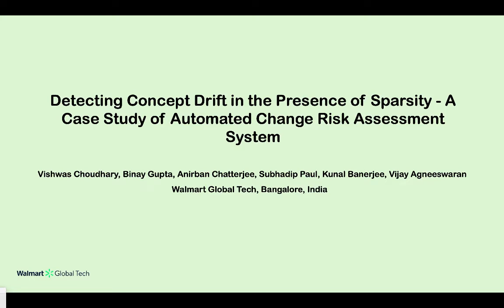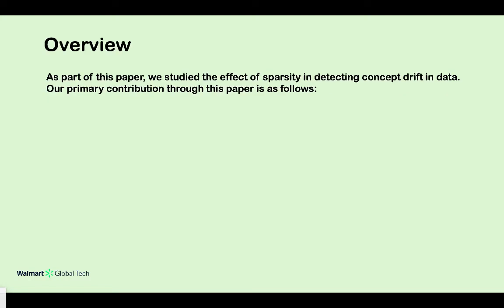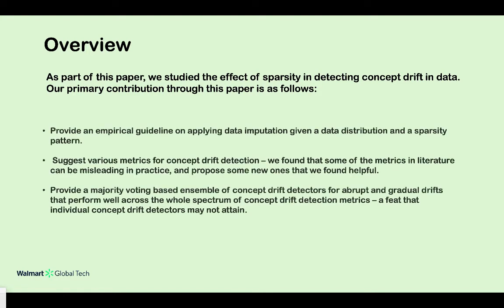The title of our work is Detecting Concept Drift in the Presence of Sparsity, a case study of automated change risk assessment system. So this is the overview of our work. As part of this paper, we studied the effect of sparsity in detecting concept drift in data. So our primary contributions to this paper are as follows.